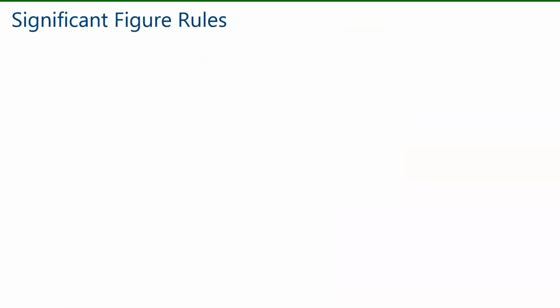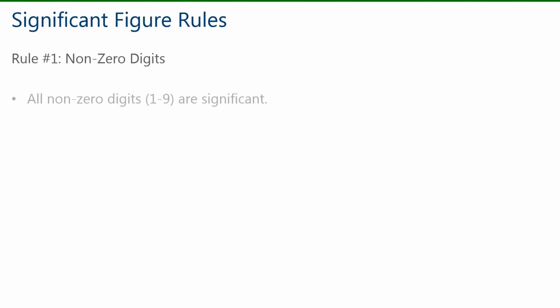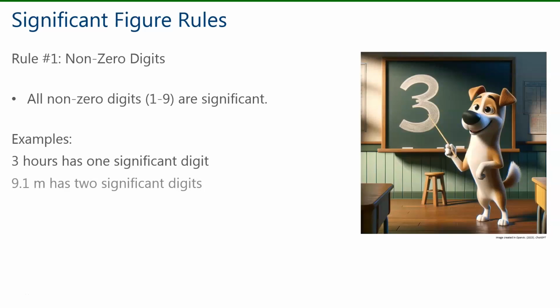Let's look at the rules for significant figures. Our first rule is about non-zero digits. All non-zero digits, that means numbers that are not zero, 1 through 9, are significant. For example, 3 hours has one significant digit, the 3. 9.1 meters has two significant digits. The 9 and the 1 are not zero, so they're both significant.